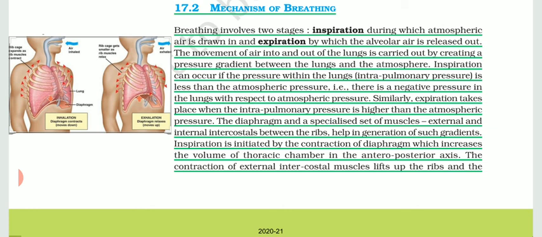Two kinds of muscles play an important role. Number one, the diaphragm, and number two, the ribs, right? So the diaphragm and ribs play an important role, and then that gradient is created. Gradient means a pressure is created so that the body can take the air inside. So inspiration, how does it start?